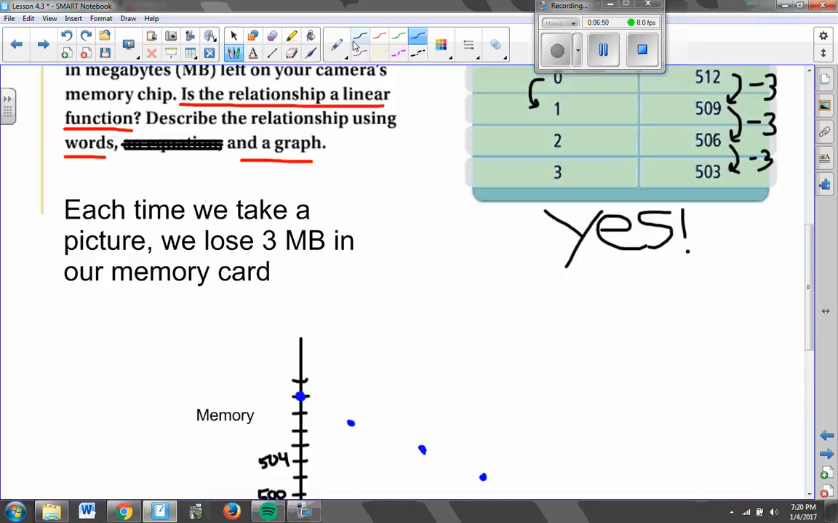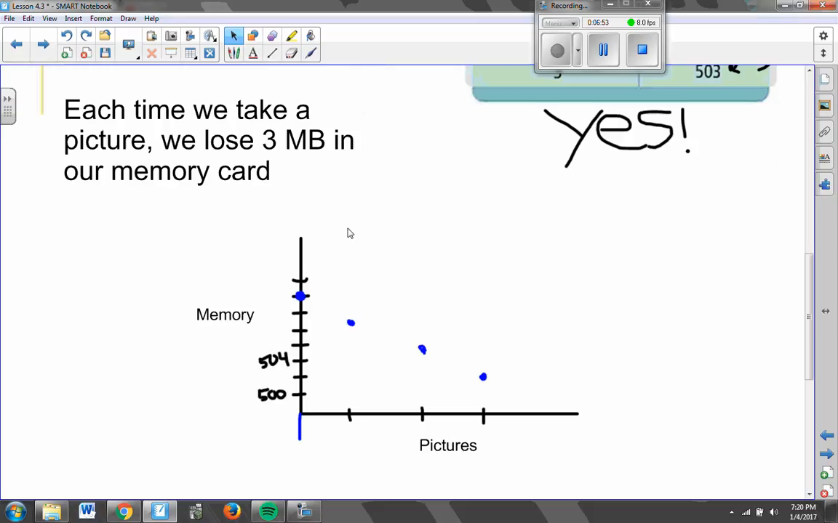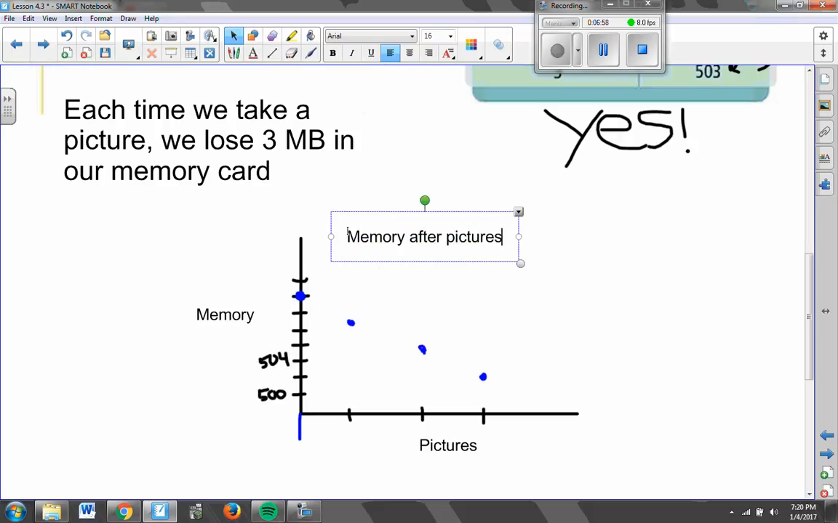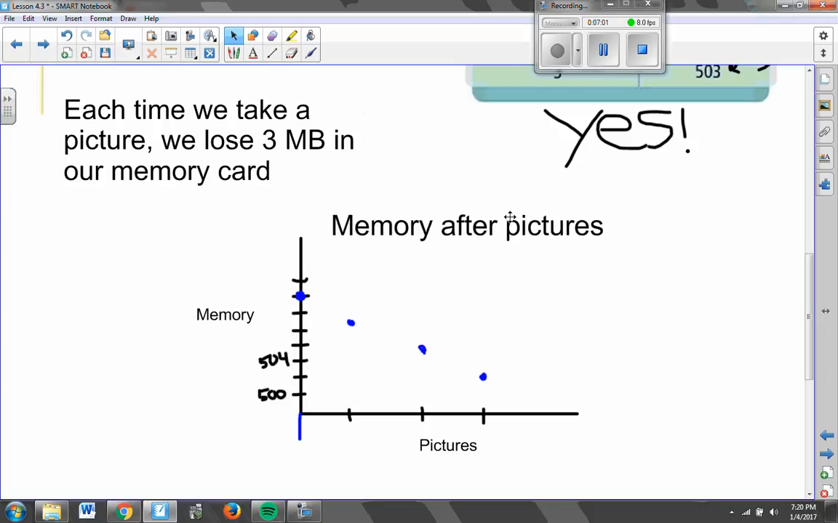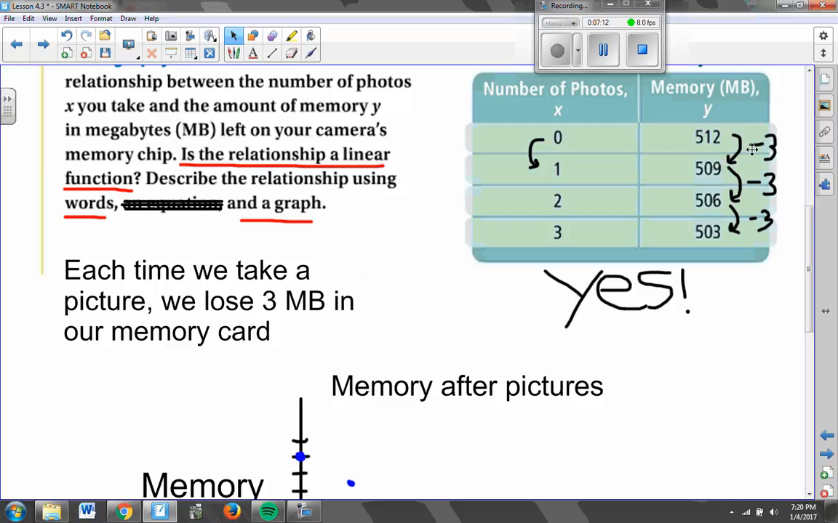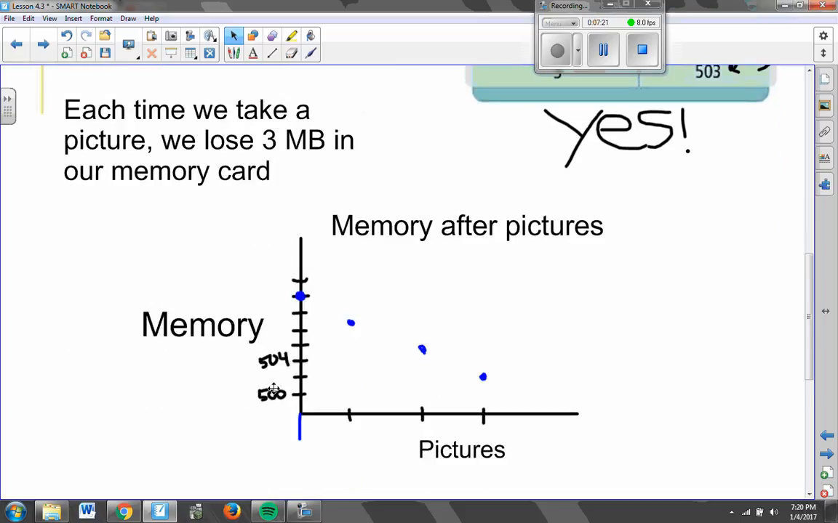So I've now given them words and a graph. I just put a title on here. Memory after pictures, I'll call it. Okay? So I told them, yes, this is a linear relationship because I keep going down by 3 each time. I then described the relationship using words right here, just a sentence, and then a graph right here where I give them a title, 2 labels, and some points on my axes. Okay? I got one more I'd like you to try doing these same kinds of things.